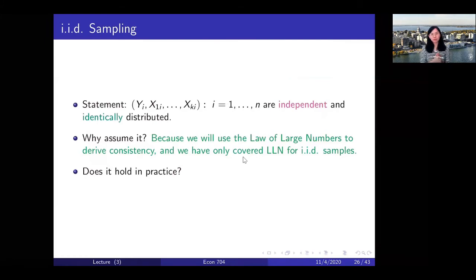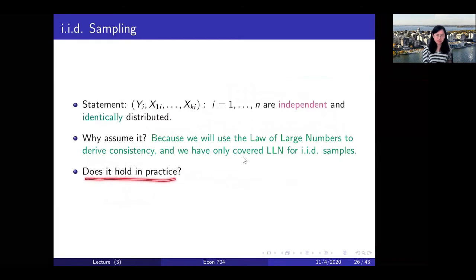In general, if you want to ask whether we can relax this assumption, yes, we can relax it, but we're going to need some other law of large numbers. But for now, let's assume the IID assumption.